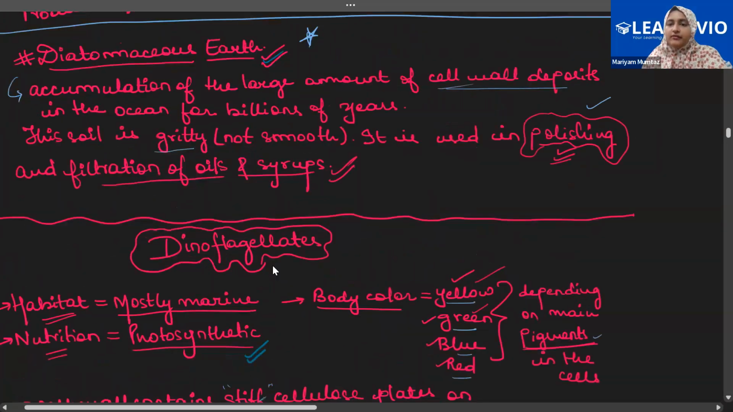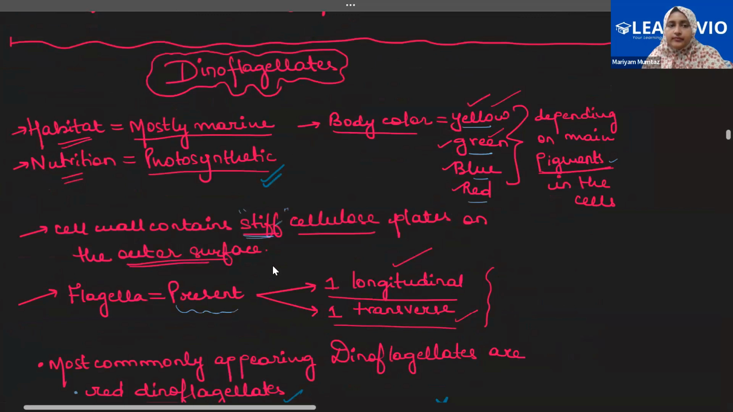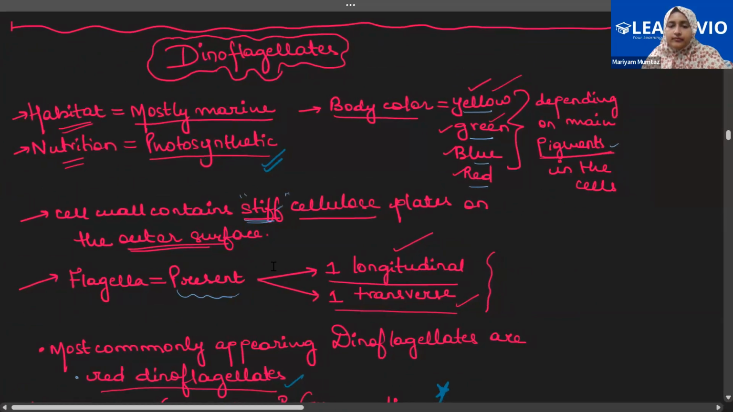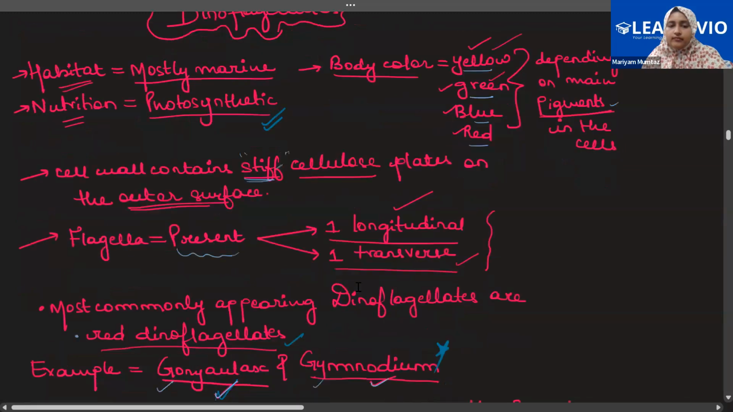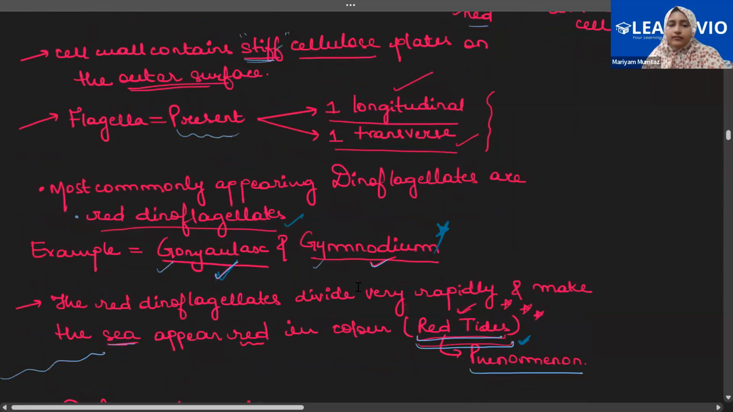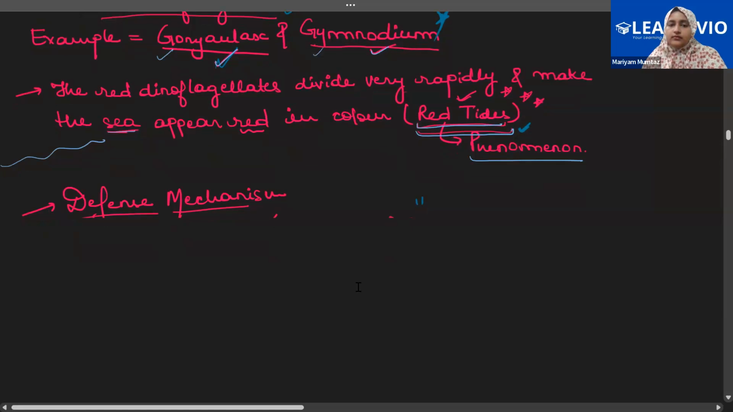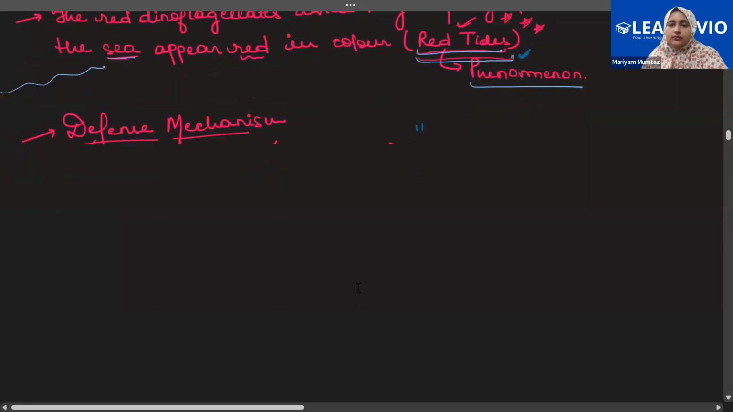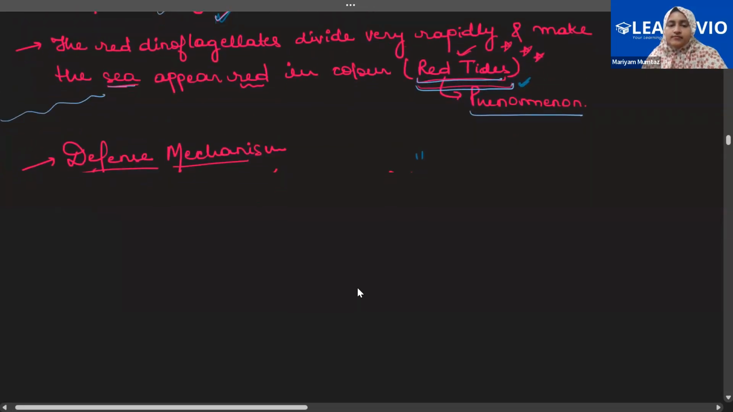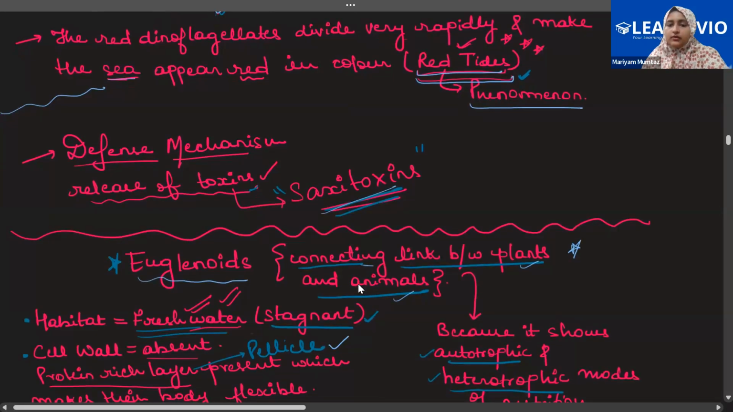Okay, you have to note down from here, from dinosaurs. Then the red dinoflagellates divide very rapidly and make the sea appear red. Okay, you can note down till here.